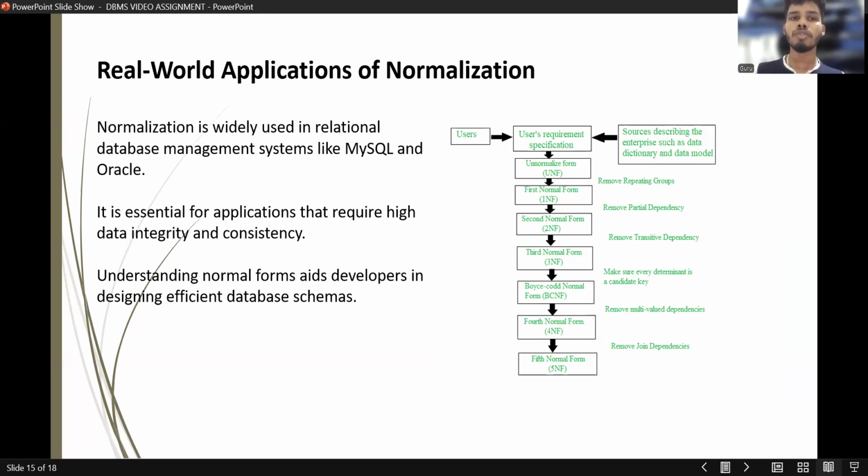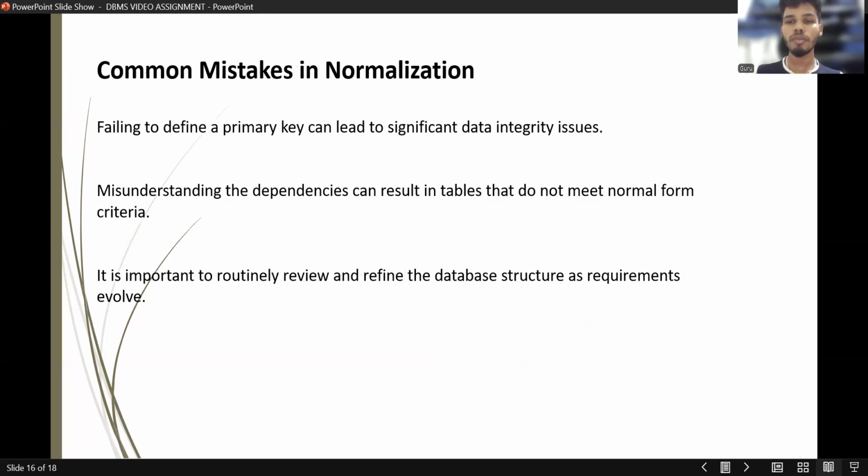Normalization is widely used in relational database management systems, that is RDBMS, like MySQL and Oracle. It is essential for applications that require high data integrity and consistency. Understanding the normal forms aids developers in designing efficient database schemas. So this is where normalization can be used. And the common mistakes in normalization are: failing to define a primary key can lead to significant data integrity issues, and misunderstanding the dependencies can result in tables that do not meet normal form criteria. It is important to routinely review and refine the database structures as the requirements evolve.